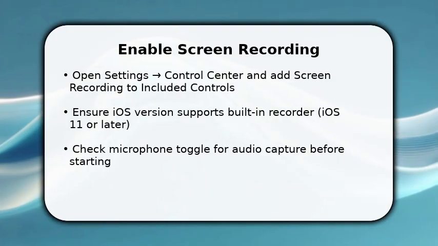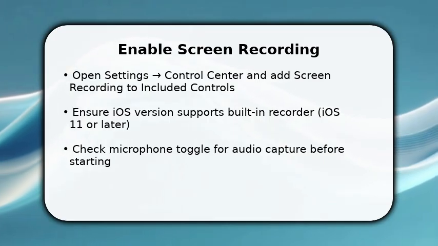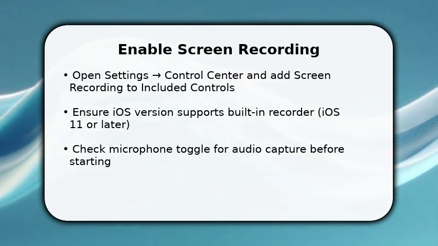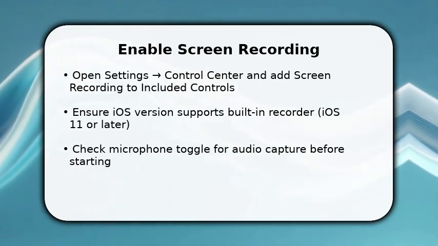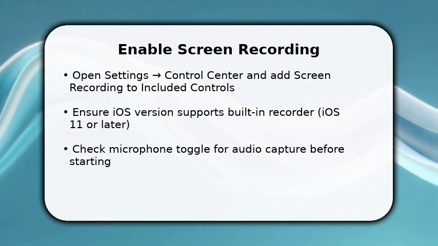You start by enabling the recorder in Control Center so it appears when you swipe. Open Settings, tap Control Center, then add Screen Recording to included controls. This makes the button available instantly.